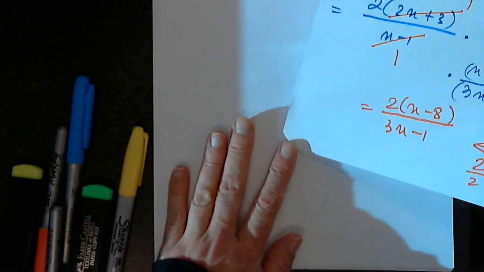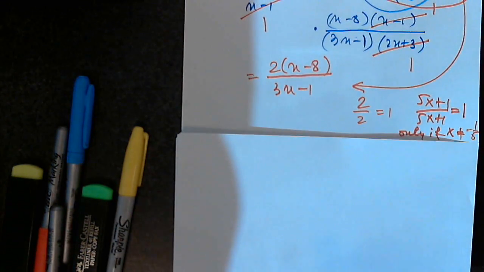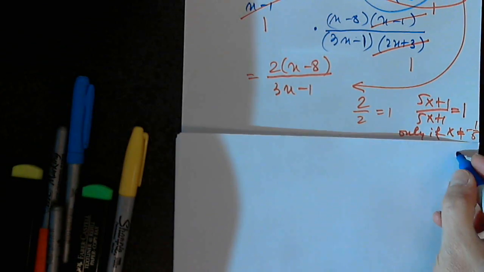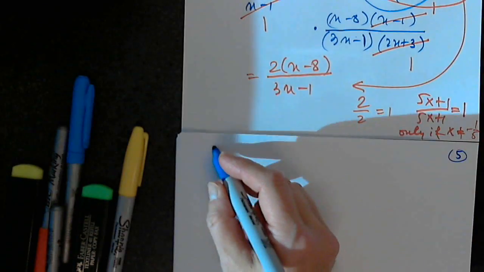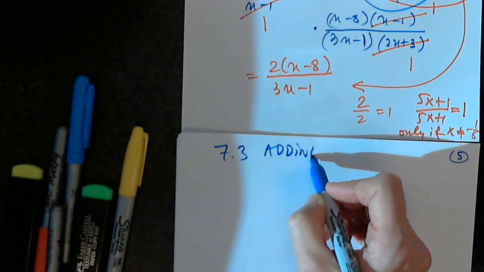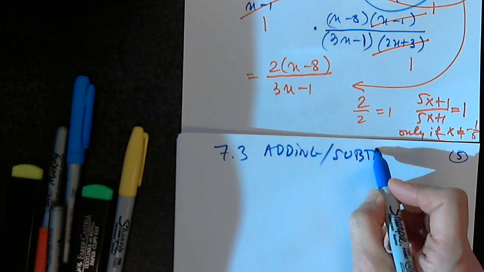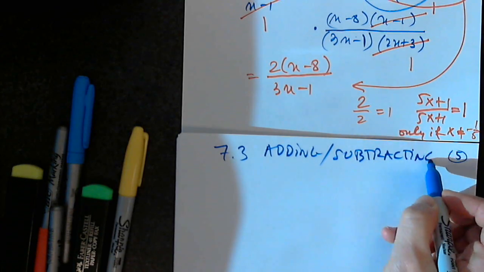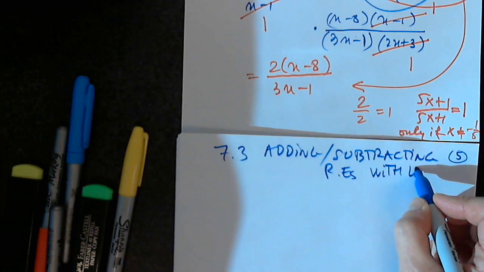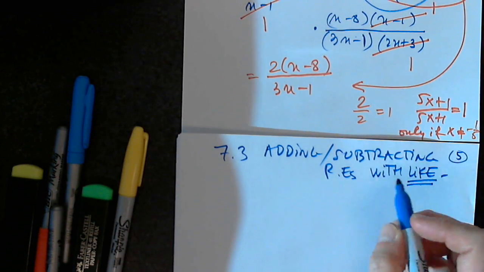Moving on. Let's add now and subtract rational expressions with the same denominator. This is no-brainer at all. 7.3, adding, subtracting, rational expressions with like denominators.